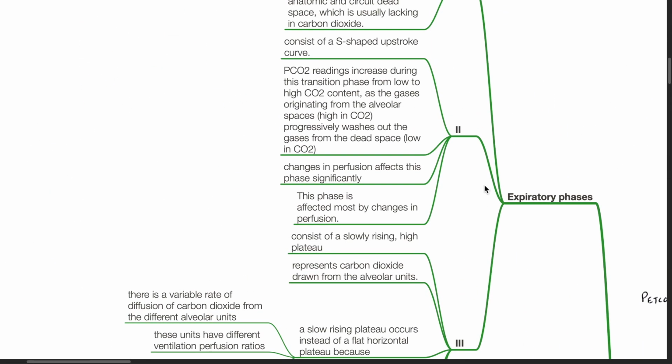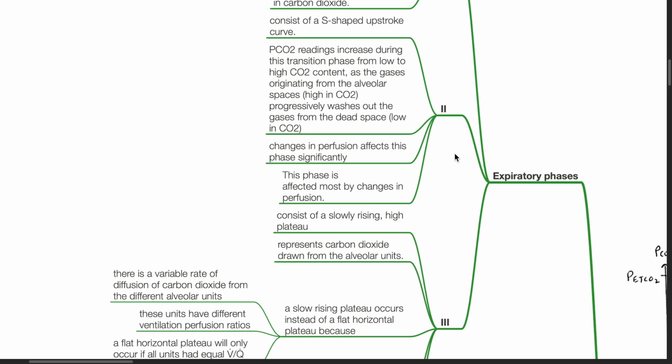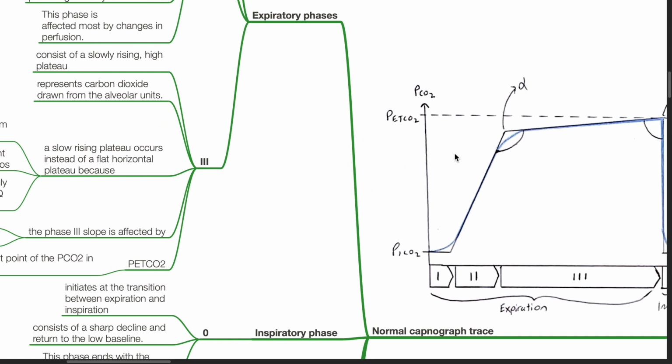In phase 2, it consists of an S-shaped upstroke curve. PCO2 readings increase during this transition phase from low to high carbon dioxide content as the gases originating from the alveolar spaces, which are high in CO2, progressively wash out the gases from the dead space, which are low in CO2. Changes in perfusion affect this phase significantly. This is phase 2.